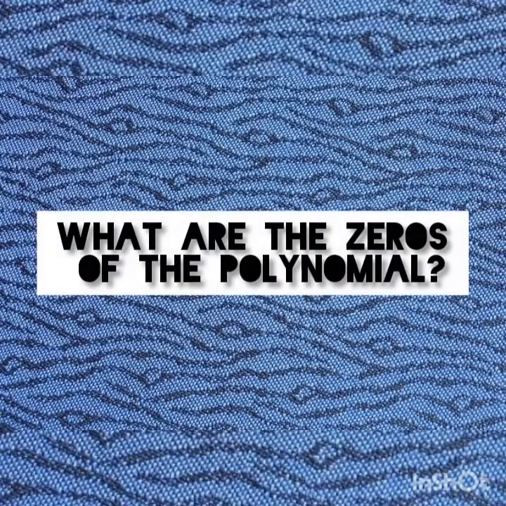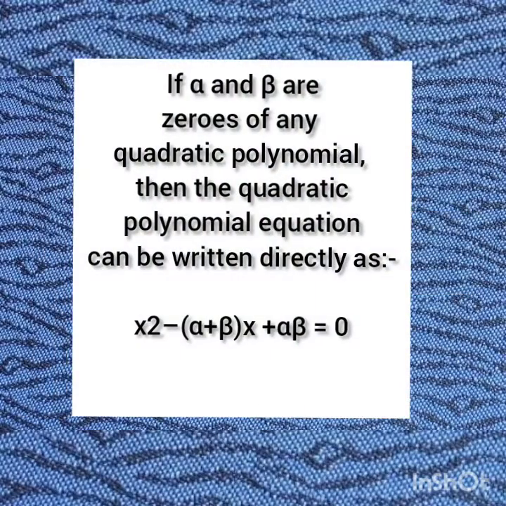Now, dear student, let's learn what the zeros of a polynomial are. If alpha and beta are zeros of any quadratic polynomial, then the quadratic polynomial can be written as shown above, where alpha and beta are called the zeros of the polynomial.